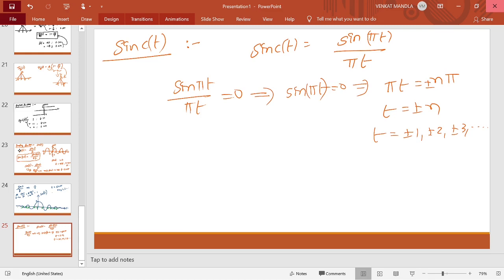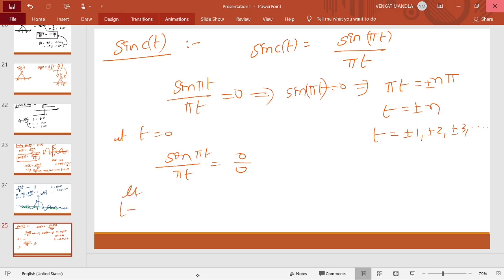But what is the value at t equal to 0? Substituting t equal to 0 in sin pi t by pi t, you get 0 by 0, which is an undefined form. So take the limit as t tends to 0 of sin pi t by pi t. We get the 0 by 0 form, so differentiate: pi cos pi t by pi, that is 1. So at t equal to 0, sinc t has value 1, and it has zero crossings at plus or minus 1, plus or minus 2, plus or minus 3.